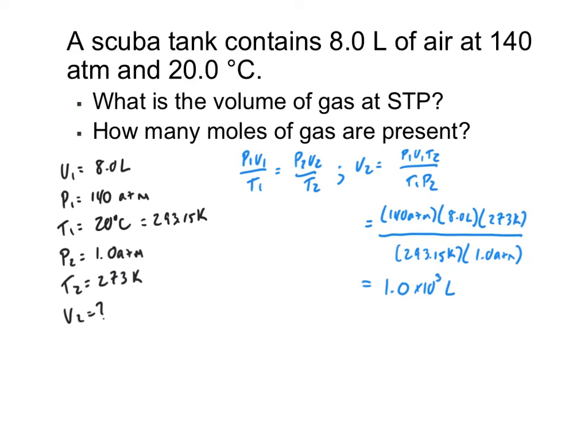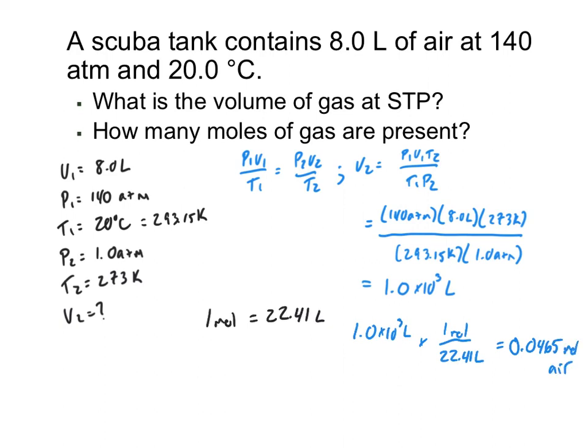Now from here, we also want to know how many moles of the gas are going to be present. For this, we can use our molar volume. We said that at STP, which is the conditions we're at now with our 1,000 liters, 1 mole of a gas will be equal to 22.41 liters. And so we can simply use that as a conversion factor. This 1.0 times 10 to the third liters that we have times 1 mole per 22.41 liters gives us 0.0465 moles of air.